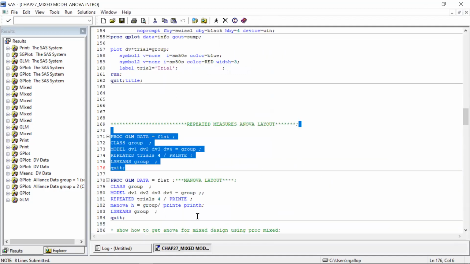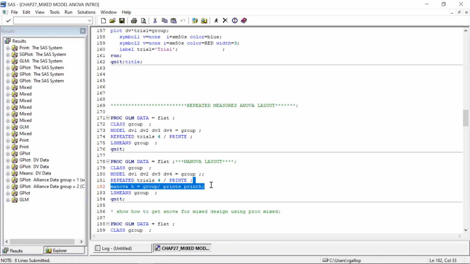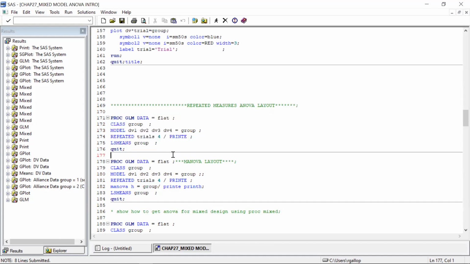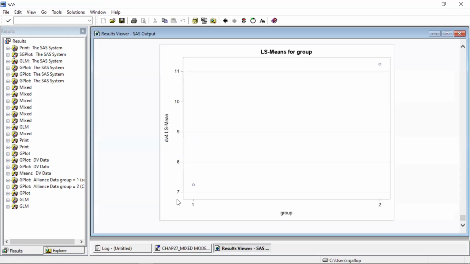So again, you could do that. You could take the repeated measures ANOVA in PROC GLM and make this a MANOVA. The repeated measures ANOVA is on line 174, and the multivariate analysis of variance in PROC GLM is specified on line 182. While the repeated measures ANOVA assumes a compound symmetry design, the MANOVA makes no assumptions about the design.